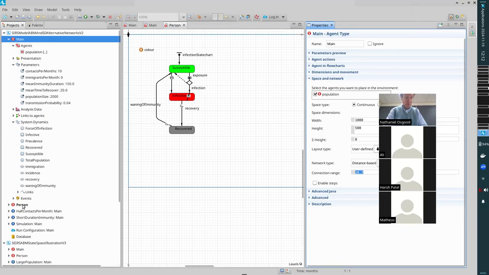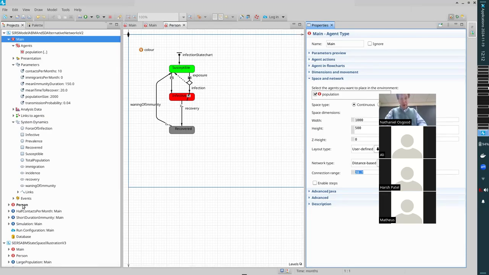Okay, and we're going to put them in space. Not outer space. We're going to put them in a space of width 1,000 and height 500 visual. So what might you expect to see from a distant space now? Anyone?